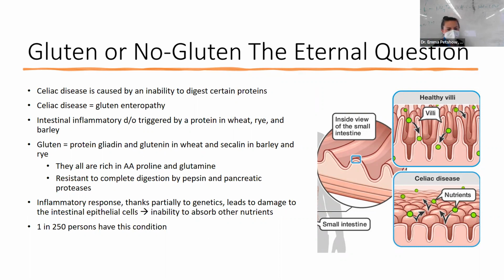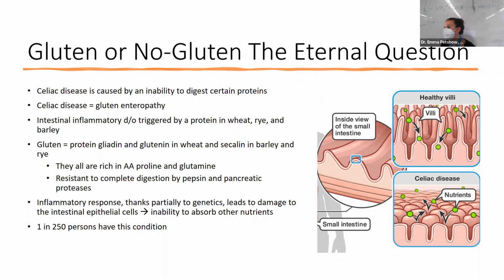Intestinal inflammatory disease triggered by proteins in wheat, rye, barley. The protein is gliadin and glutenin in wheat, and secalin in barley and rye. They're all rich in proline and glutamine. So that's interesting. So you already have some amino acid components. You can have some cross reactivity then to something else that's high in proline and glutamine, especially if you continue to have the assault of gluten and you don't know that you're celiac positive. It's resistant to complete digestion by pepsin and pancreatic proteases. So you have a breakdown in your protein digestion with both the stomach and the pancreas. And then you'll have an inflammatory response. Genetics plays a role. And you have actual damage to your intestinal epithelial cells.